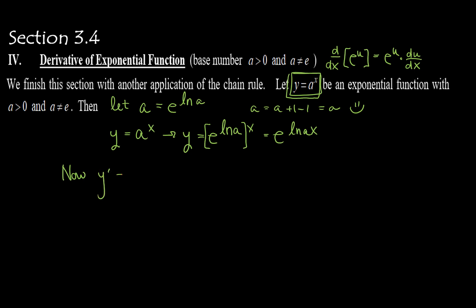So we're going to say, okay, let's take y prime, which is going to give me the derivative with respect to x of e to the natural log of a times x, and as we know, the derivative of e to the u is e to the u times u prime. So this derivative is going to be e to the natural log of a times x, times the derivative with respect to x of the natural log of a times x.